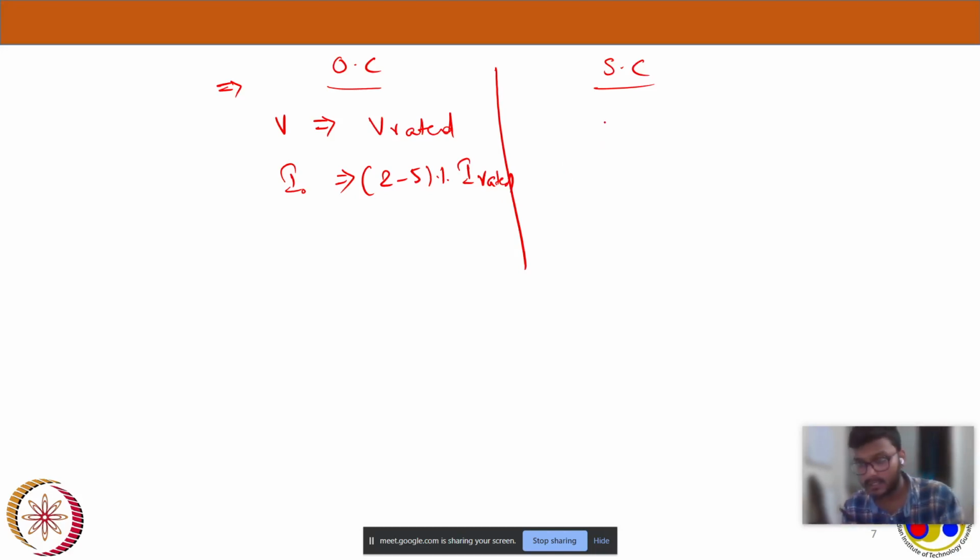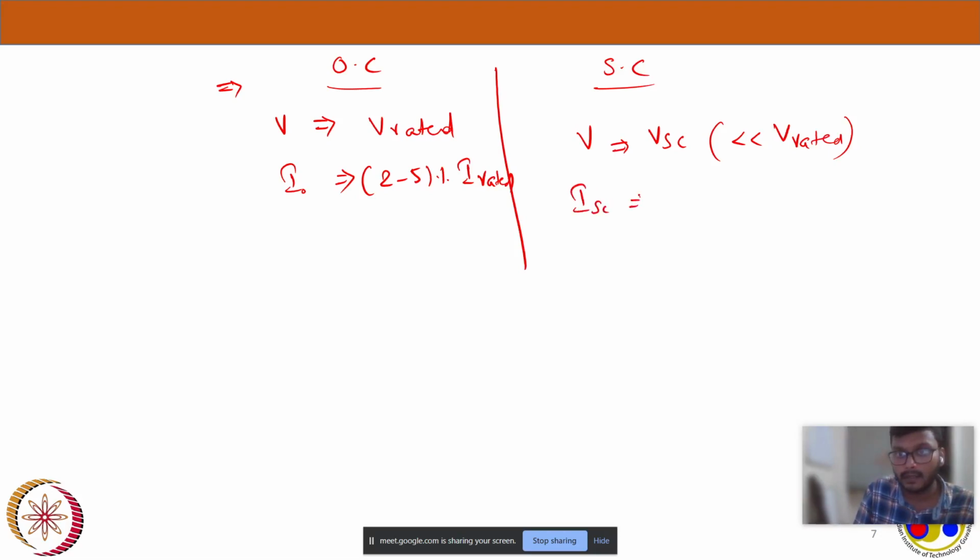Now in the short circuit test, my V is VSC, which is very less than rated. We just discussed clearly why it should not be V rated. Now what is my current? It is I rated. We turned our supply till a rated current flows in the circuit. This is my rated current. I am flowing 5 amps in my HV side, 10 amps in my LV side. So I am getting maximum current out of my transformer.